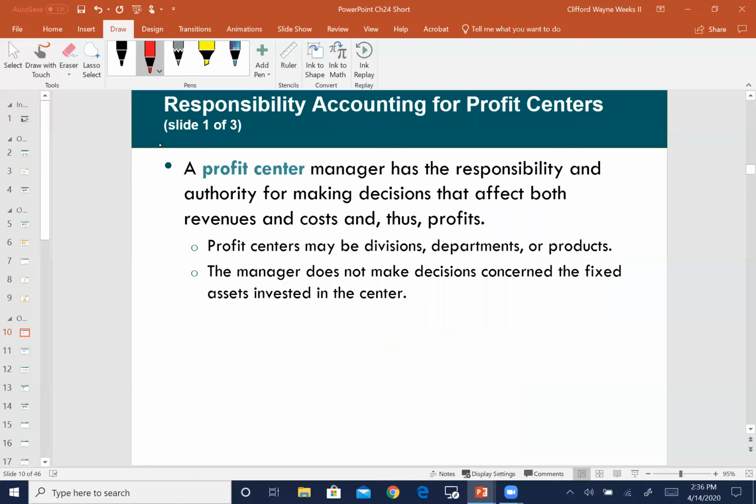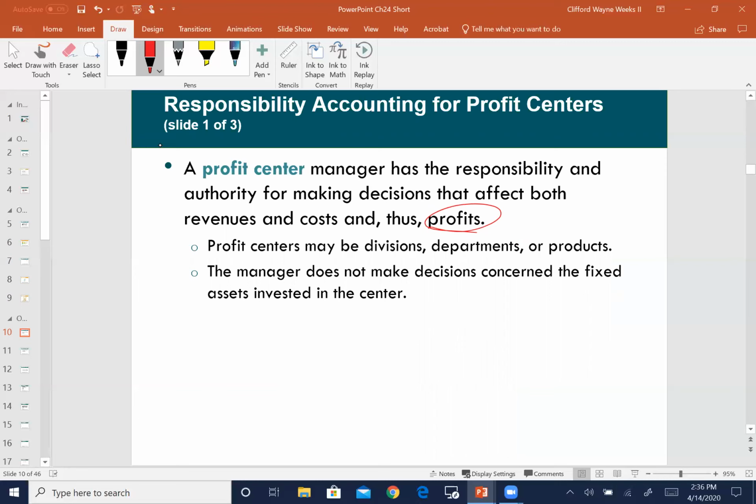And so a profit center, moving to the next responsibility center, as we said earlier, is really responsible for those costs, the costs that we just talked about, but also for profits. A profit center may be a division, a department, or product. The manager does not make decisions concerning the fixed assets invested in those areas.